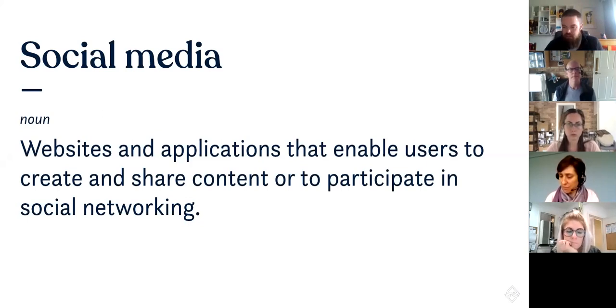The social networking part is a bit that businesses often forget about. Social media is all about that interaction with people. So you need to remember that half of the beast is reaching out, talking to people, replying to customers, as well as sharing content. So if you can focus on both of those things, you'll do well.